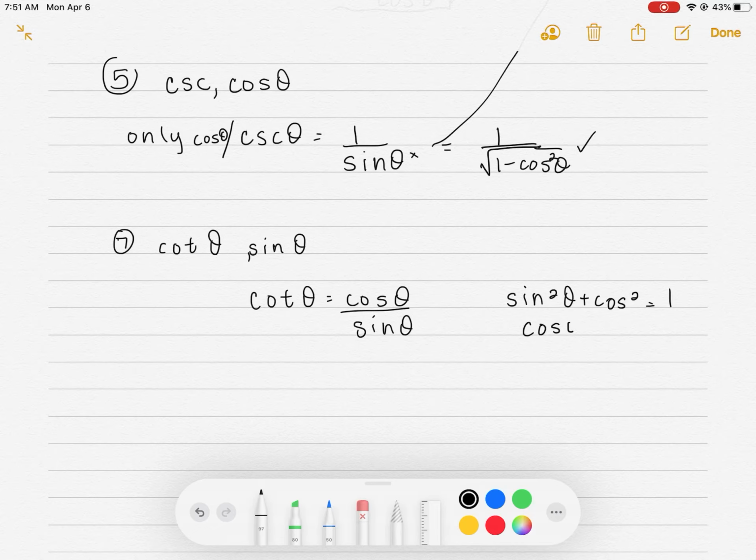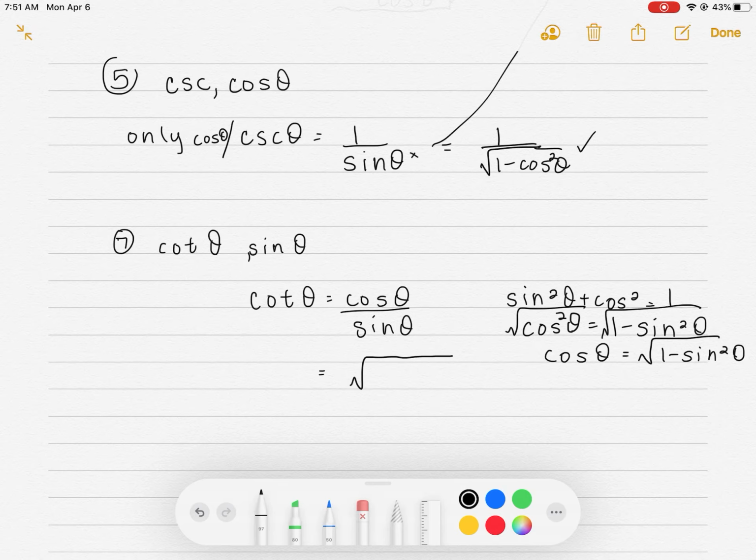Nope, I'm going to solve for cosine because that's what I'm replacing. Cosine squared is equal to 1 minus the sine squared. So I take the square root of both sides to get cosine by itself. So cosine of theta is equal to the square root of 1 minus the sine squared of theta. I replace that. So I have the square root of 1 minus sine squared of theta, all divided by the sine of theta. Okay?